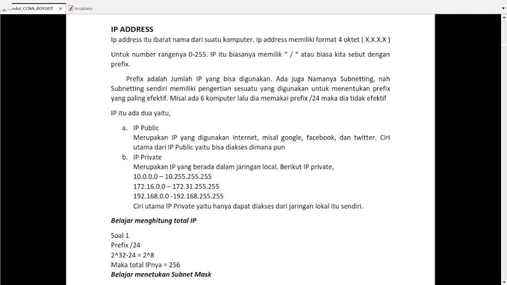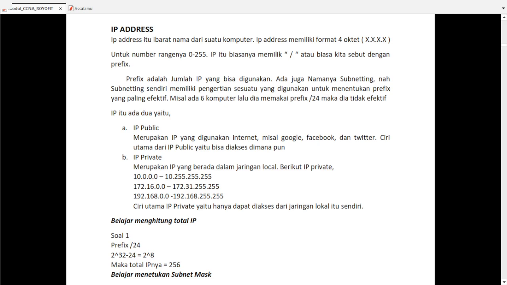There is also something called subnetting. Subnetting is used to determine the most effective prefix. For example, if there are 6 computers and they use a /24 prefix, it is not effective. Why is it not effective? We will discuss that later.